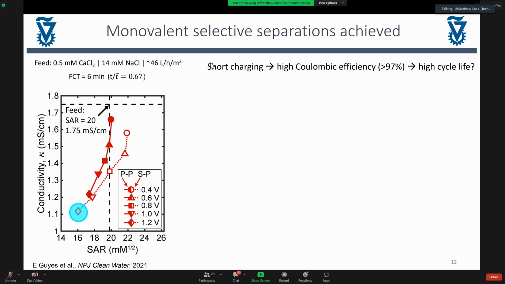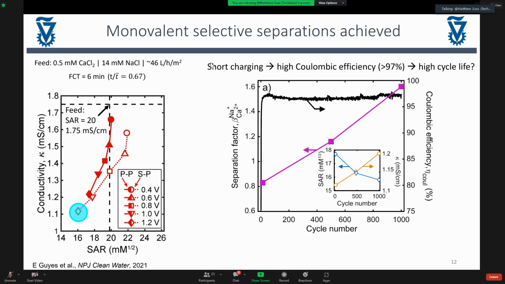So we had here like a 97% coulombic efficiency, and coulombic efficiency is a measure of the side reactions, and side reactions tend to hurt your electrode lifetime. For example, the oxidation of carbon is a side reaction that hurts its lifetime. So we thought, since we are short charging and we have high coulombic efficiency, maybe we can go to high cycle life. Let's see what the lifetime performance looks like. And here's a result basically of cycling this cell 1,000 times.